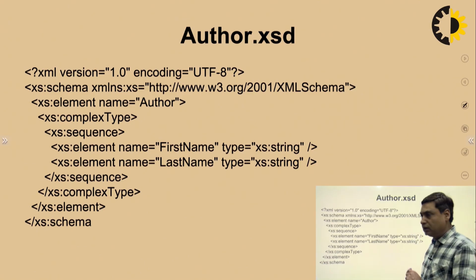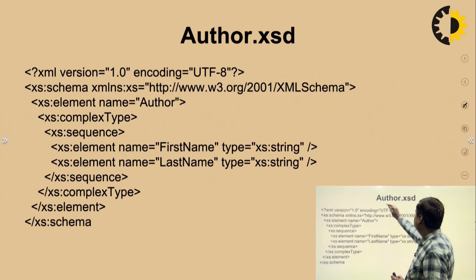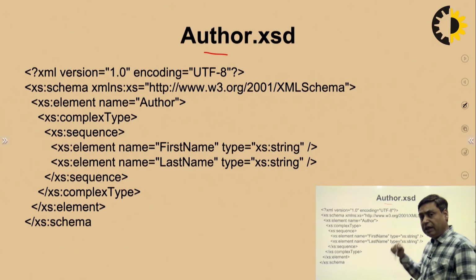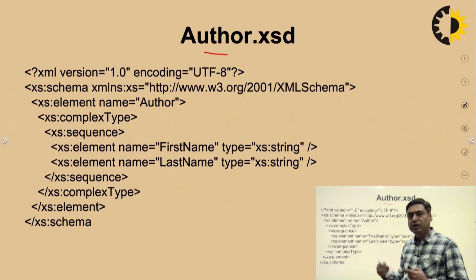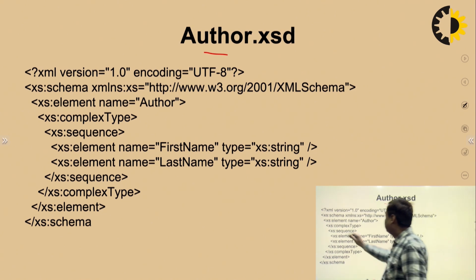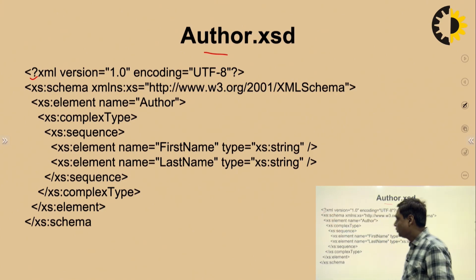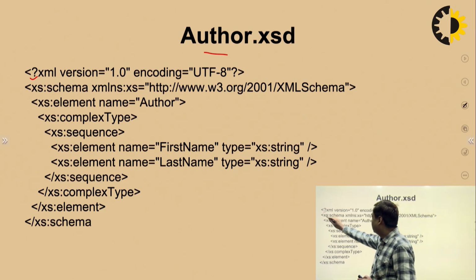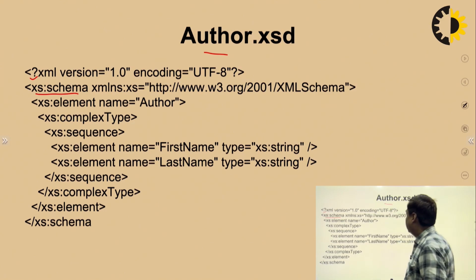Now, look at another example. It is an XSD file, and the name of the XSD file is author. Again, I am repeating, an XSD file is also a type of XML file. So we start from the XML, then we have written the schema, and in the schema we are referring to this string, w3.org.